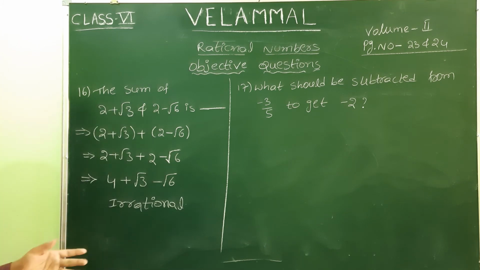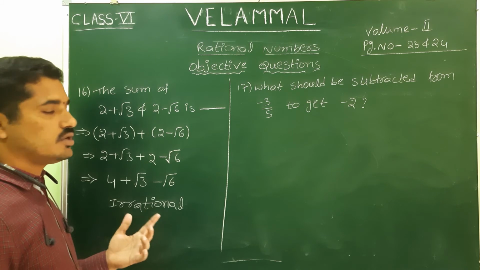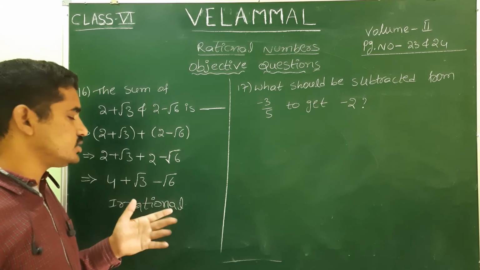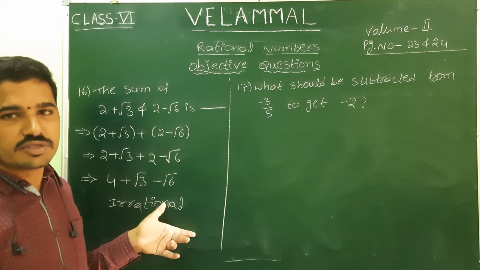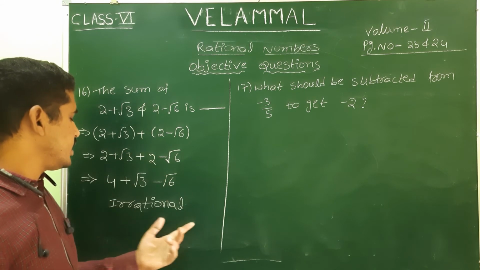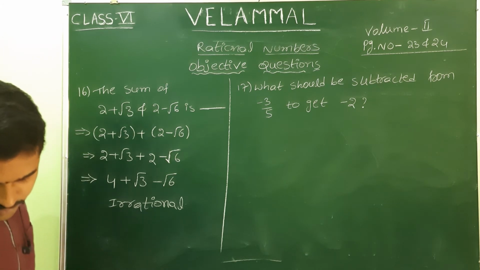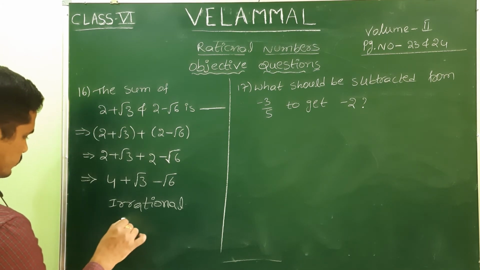Already we discussed that the sum of two irrational numbers will be an irrational number only. So by that we got the irrational number as the answer. So we can take it as option 2.